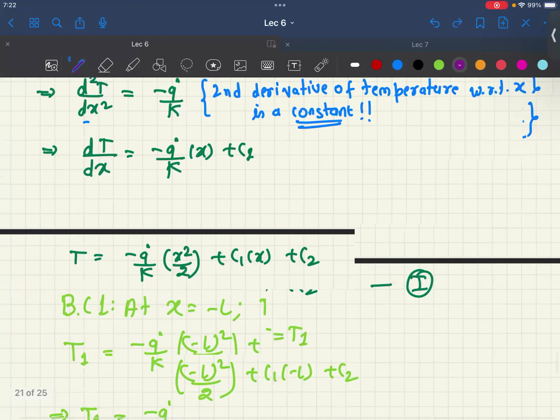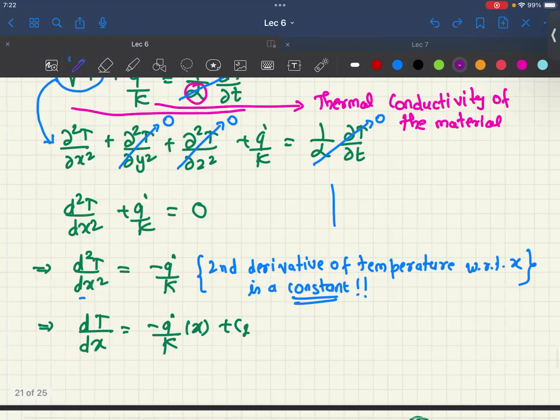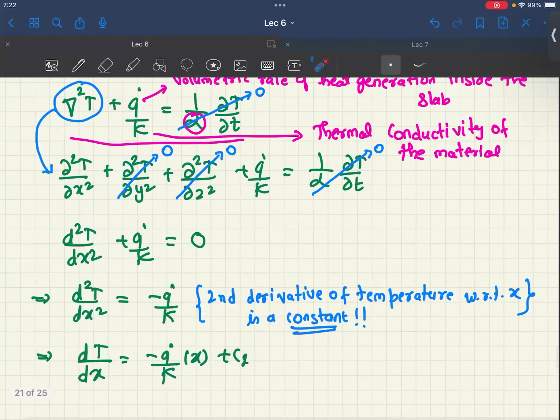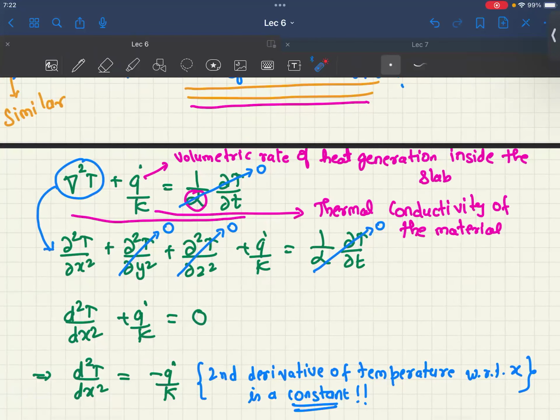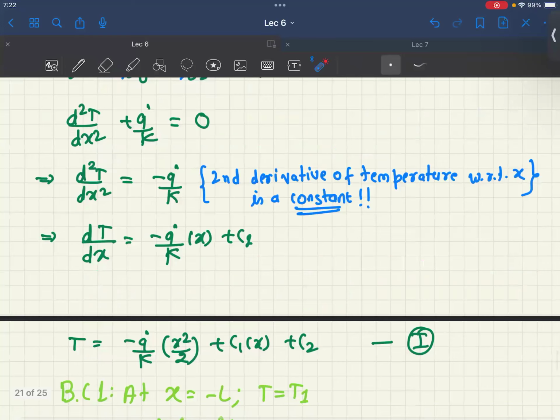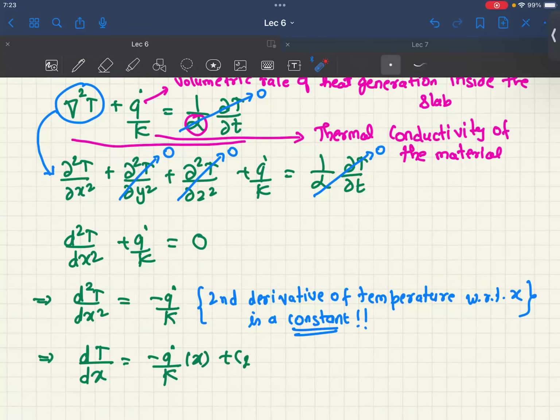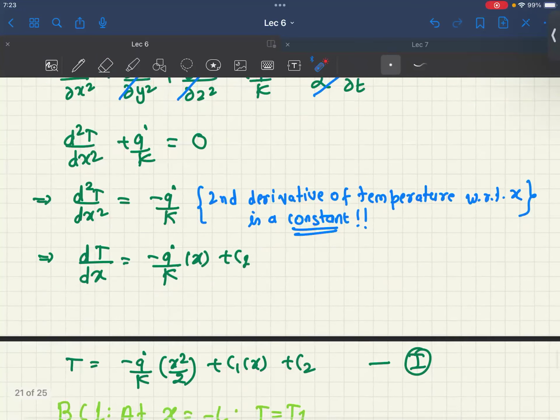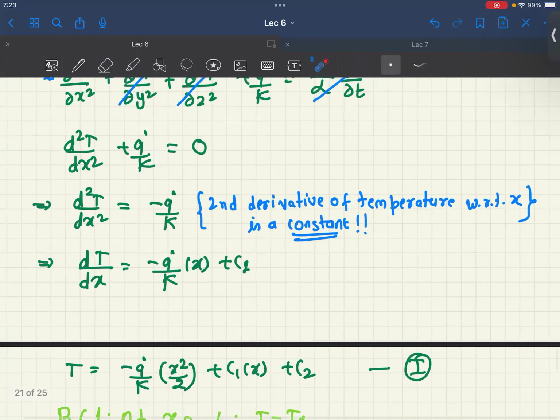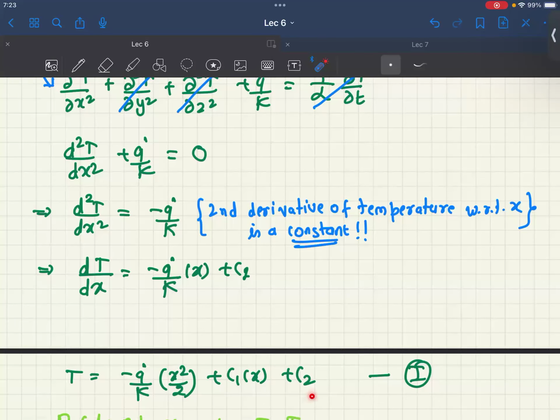So now this is the temperature profile which we ended up with. The second derivative of temperature with respect to position is nothing but a constant. In fact, it's a negative constant, right? And when we integrate it once, this is just a common mathematical integration, with C1 being the constant of integration, right? And then we integrate it once again, so we end up with the temperature profile as this quadratic expression, right?